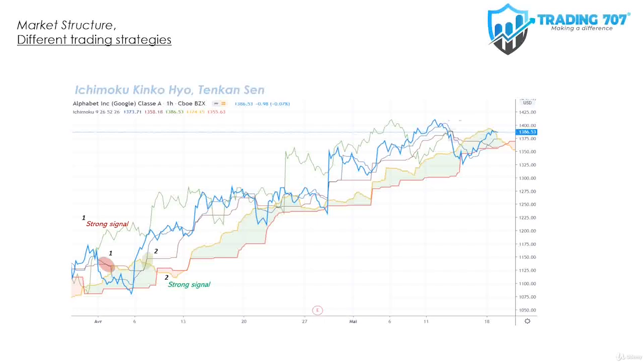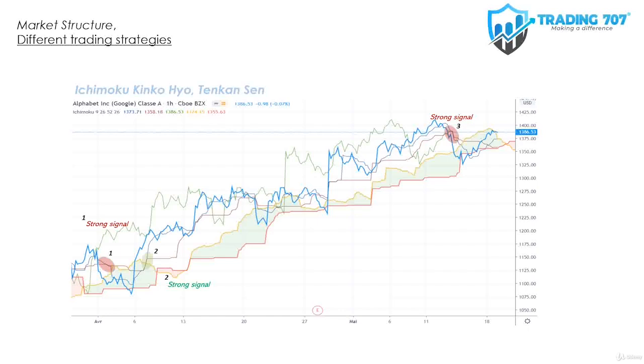Concerning the third signal, the Tenkan-sen curve crosses the Kijun-sen curve downward. The Kijun-sen curve also has a downward inclination. These elements suggest a possible trend reversal, but at least indicate a market correction.